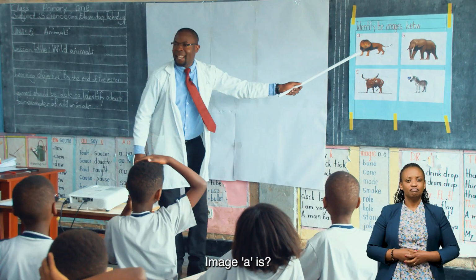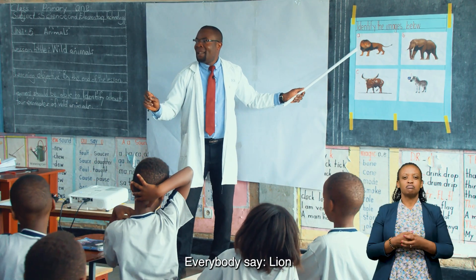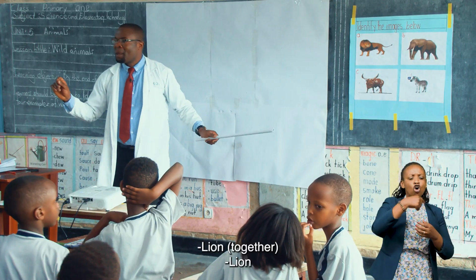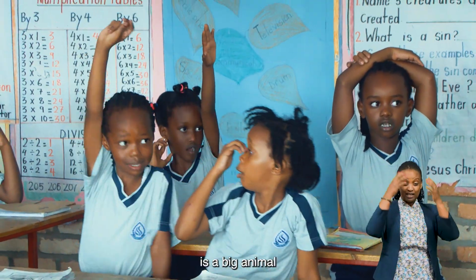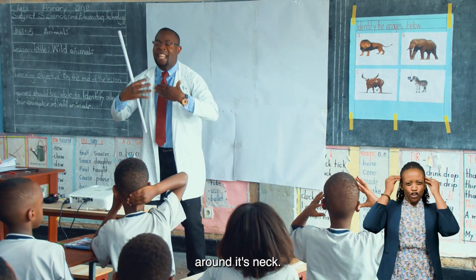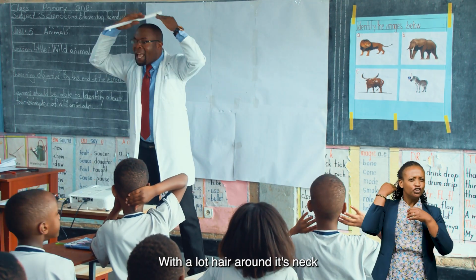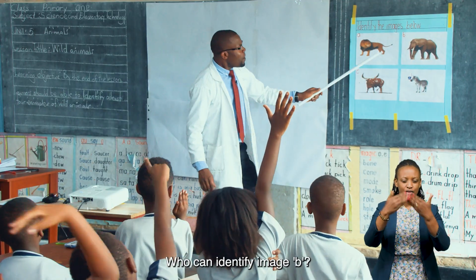Image A is a lion. Everybody say lion. Lion. Lion. A lion is a big animal with a lot of hair around its neck. Thank you so much.